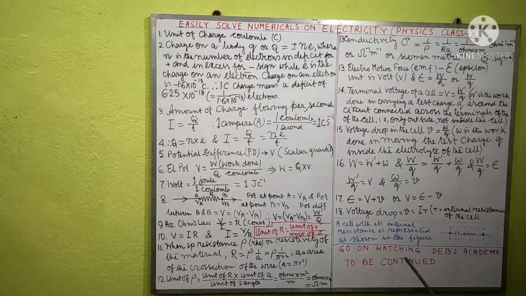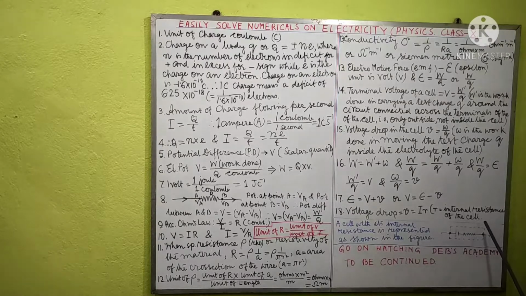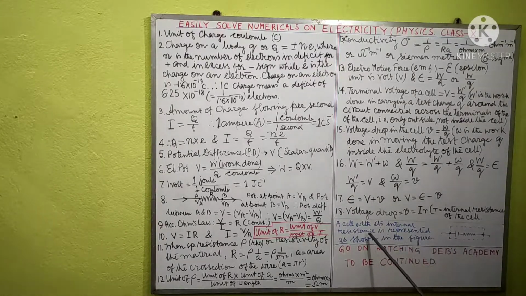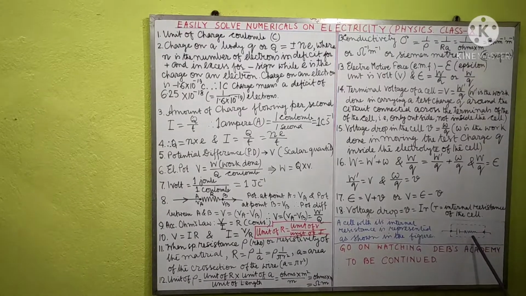Voltage drop is small v, that is I into r. r is the internal resistance of the cell. Here is a figure. A cell with internal resistance is represented as shown in the adjacent figure.